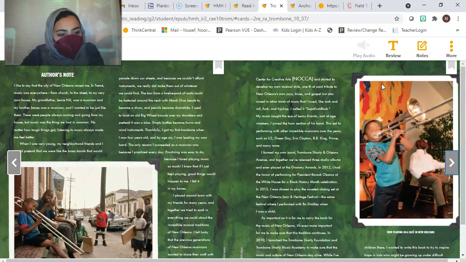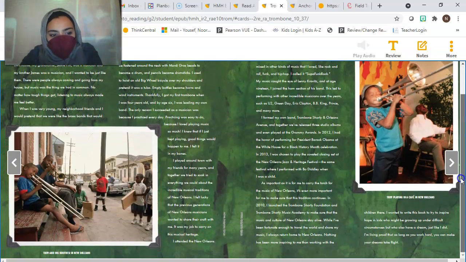When I was very young, my neighborhood friends and I pretended that we were like the brass bands that would parade down our streets. And because we couldn't afford instruments, we really did make them out of whatever we could find. The box from a 12-pack of soda would be fastened around the neck with the Mardi Gras beads and becomes a drum, and a pencil becomes the drumsticks. I used to hoist an old bag of wheel bicycle over my shoulders and pretend it was a tuba.